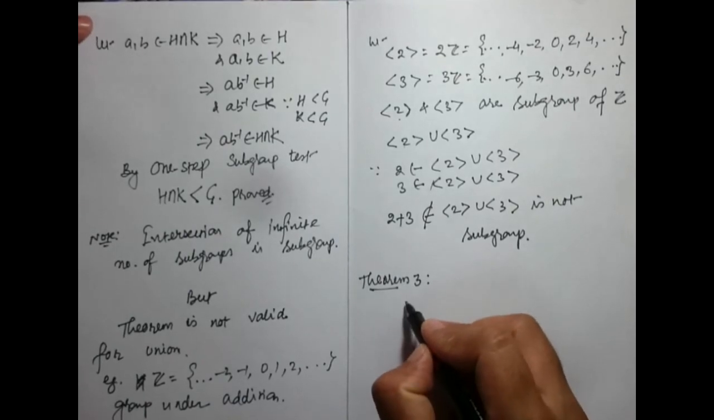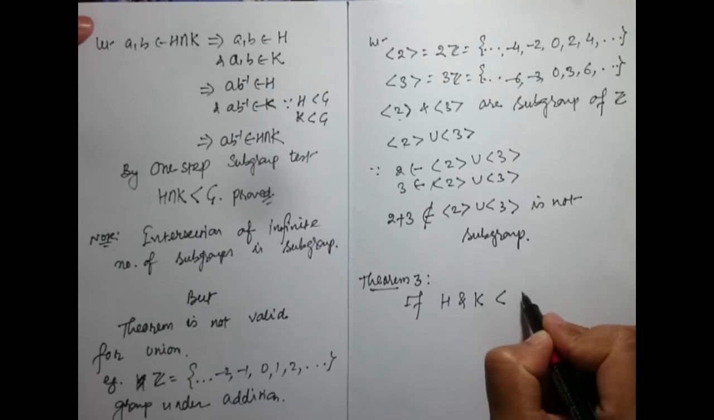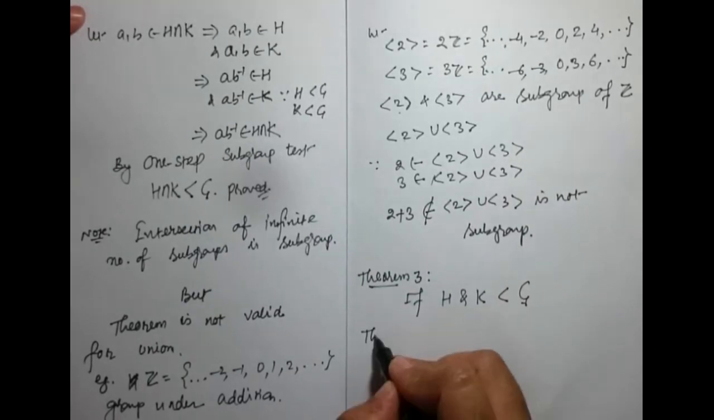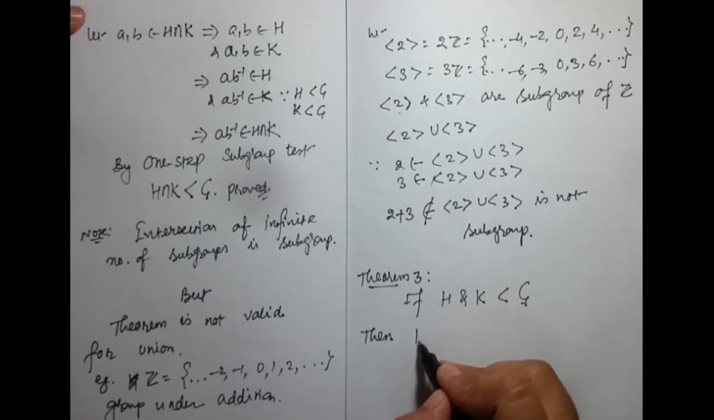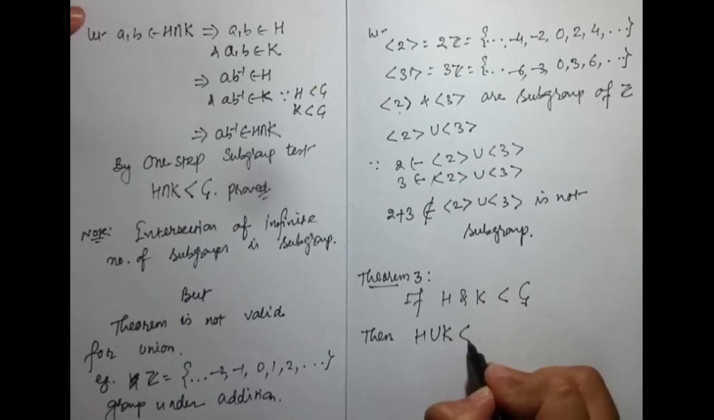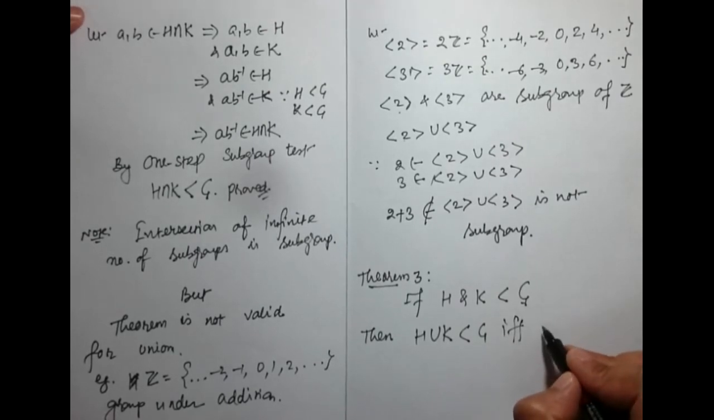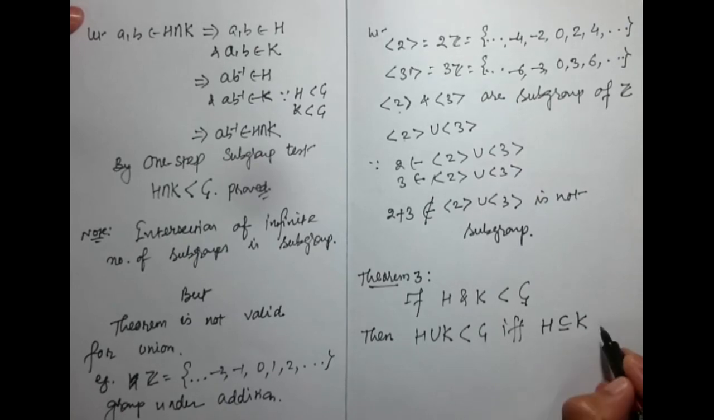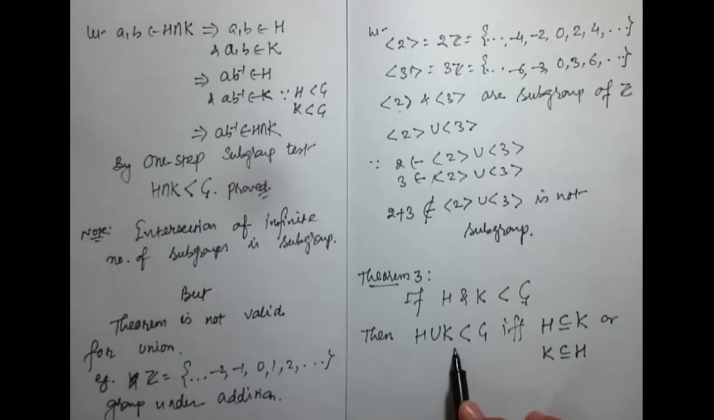That is, if H and K are subgroups of G, then H union K is a subgroup of G if and only if either H is contained in K or K is contained in H. Only then will H union K be a subgroup of G.